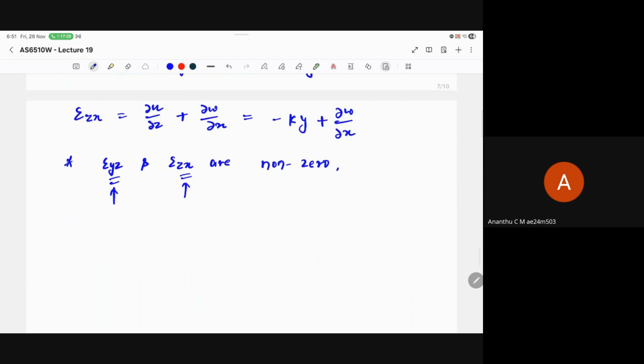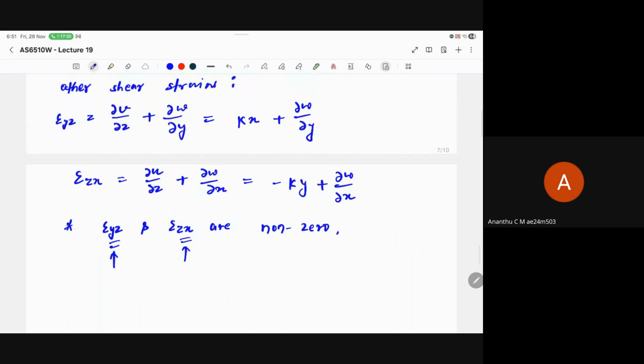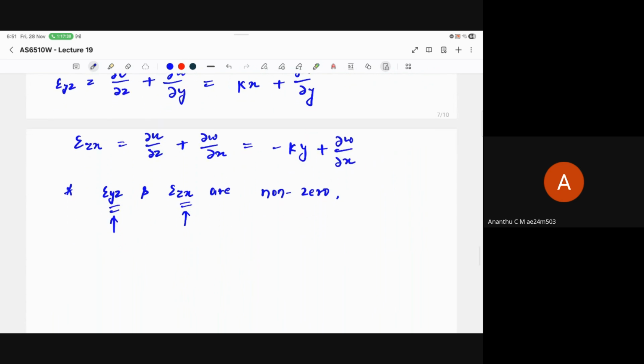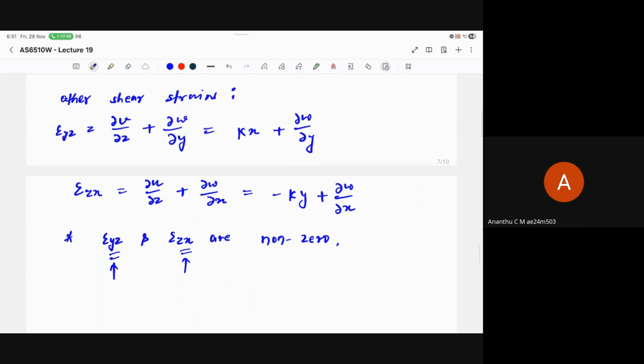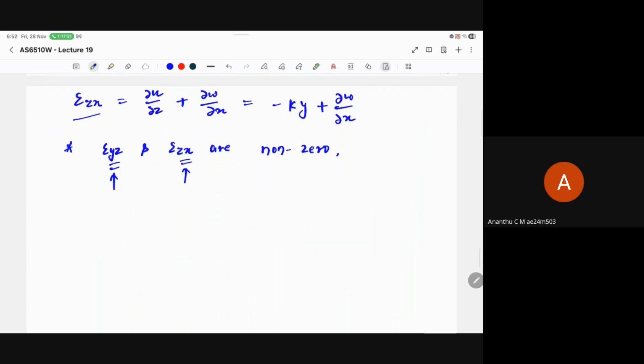Okay, and now we have obtained all the values of the strain. So first we obtained deformation, then we used the strain displacement relations. Now we have obtained all the non-zero strain values. So we have two non-zero strains, one is epsilon yz and the other one is epsilon zx.